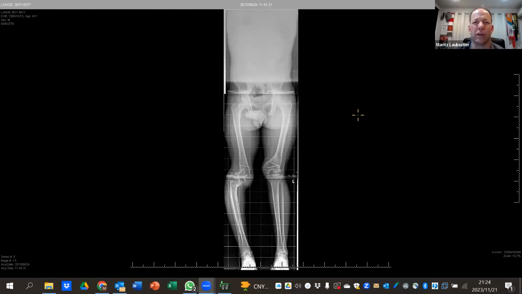So you can again see on the left-hand side. Prof, we can't see the screen. Maritz, you can't see my screen? Can you see a screen? Sorry, let me just try again. Oh, okay, sorry. Okay, great.